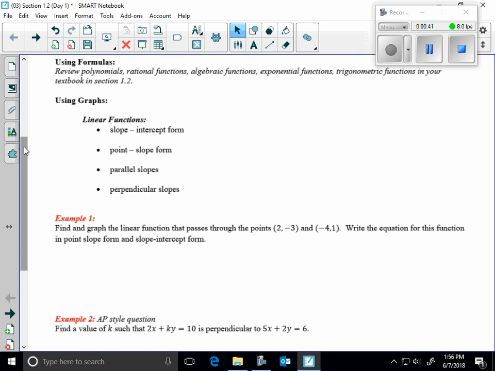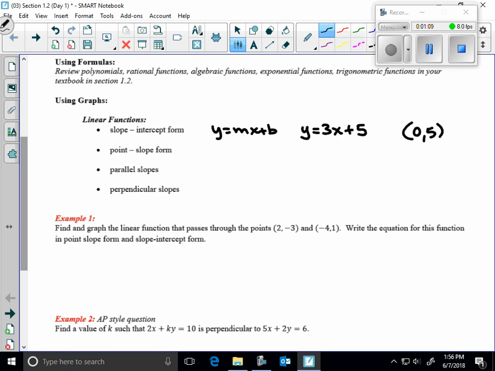Using formulas, we're going to review polynomials, rationals, algebraic functions, exponentials, trig, all that good stuff. First thing we're going to talk about is linear functions. So slope-intercept form. The slope of this function would be 3. The y-intercept would be 5. That means I know at least one point that's on that function. It'd be (0, 5).